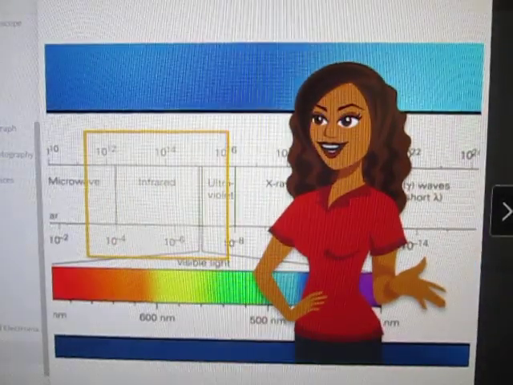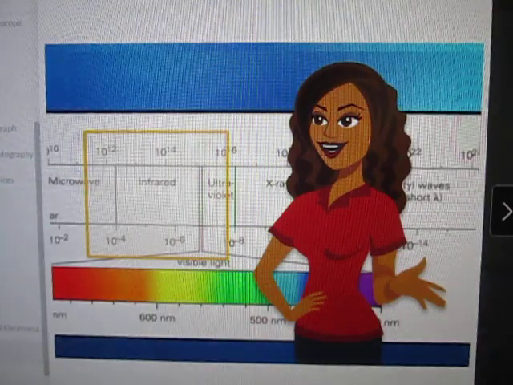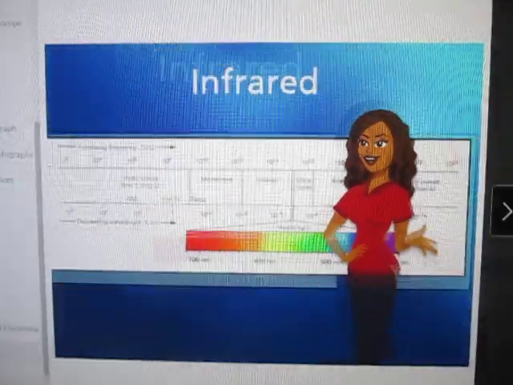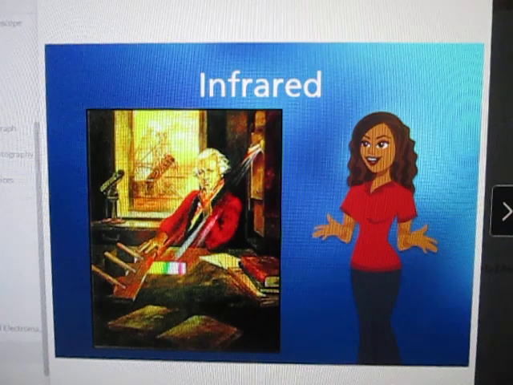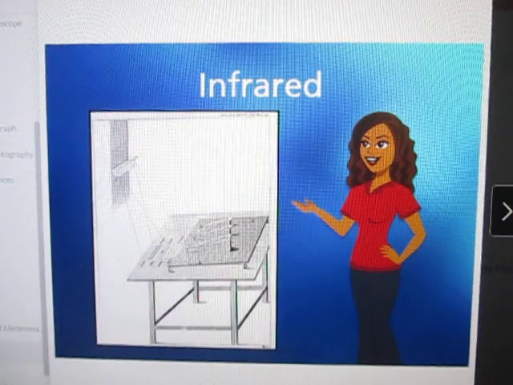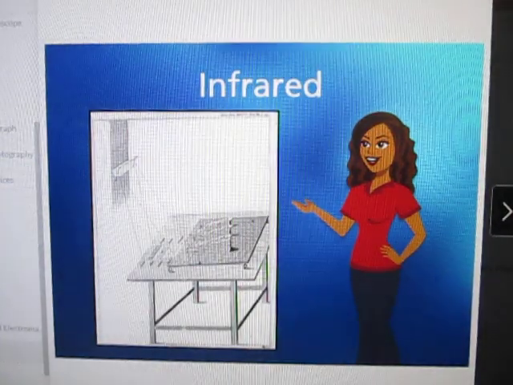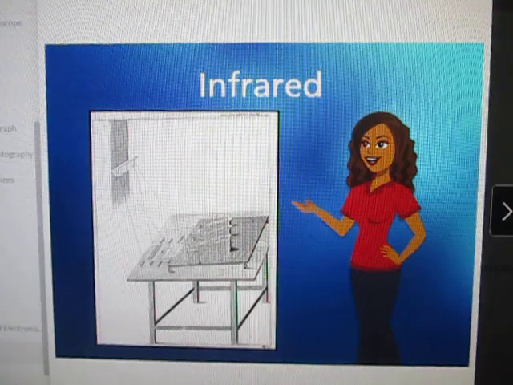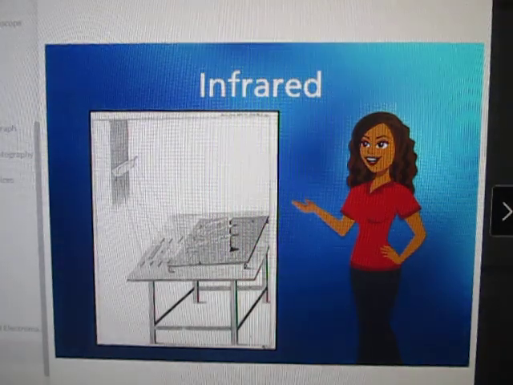Infrared is invisible radiant energy that has longer wavelengths than those of visible light. William Herschel discovered invisible infrared, or heat rays, in 1800. Using a series of thermometers, Herschel recorded temperature changes caused by the bending of the invisible rays of the sun through the prism.